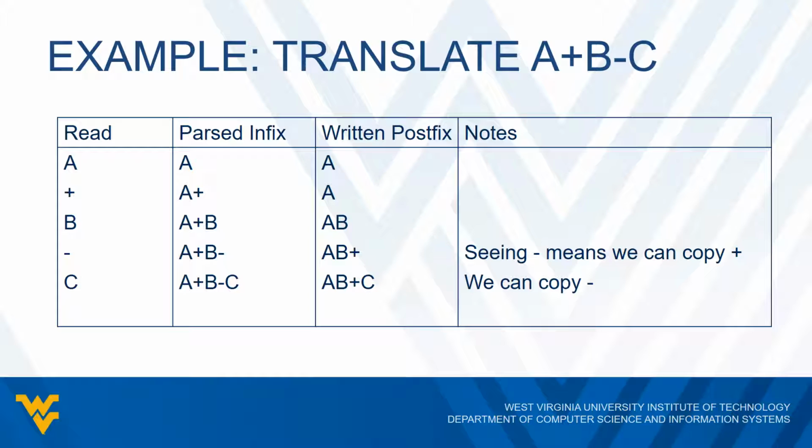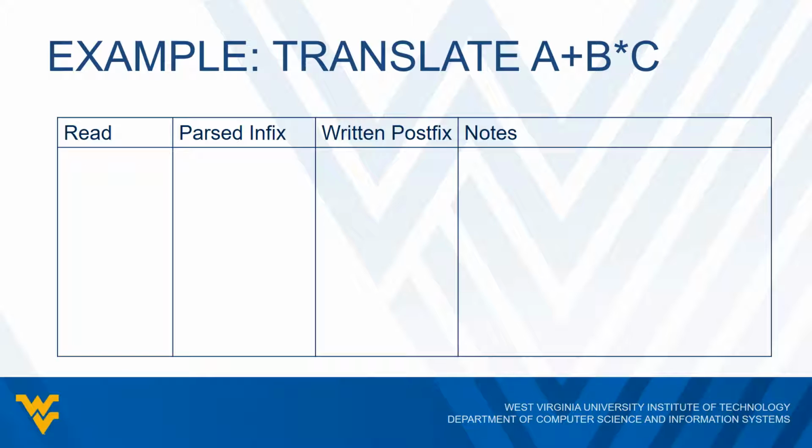We next read the C, so that means that we would put that immediately in our postfix notation, and we would see that we're at the end. So that means that we can copy the minus sign over to the end because, if there's nothing else, it means we would evaluate whatever the result of A plus B is and then subtract C. So we'll tack that on here, and we would see that our final postfix is AB plus C minus.